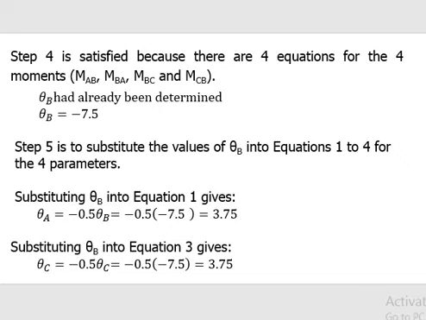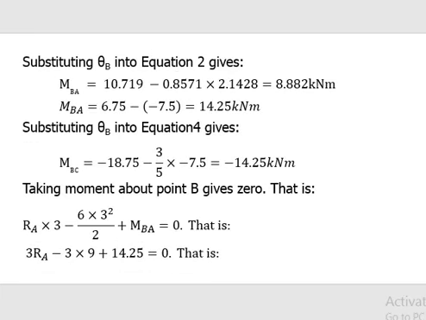We enter step 5. Step 5 is to substitute the value of theta B into equations 1 to 4 of the 4 parameters. Substituting theta B into equation 1 gave us theta A as 3.75. Substituting theta B into equation 3 gave us theta C as 3.75.